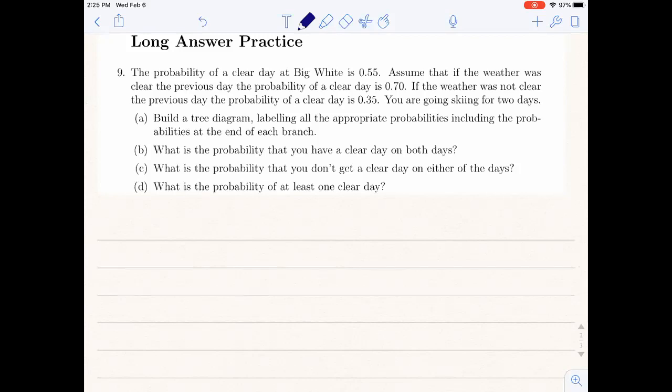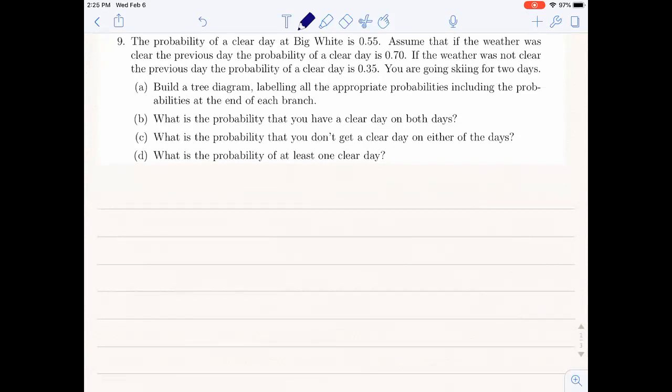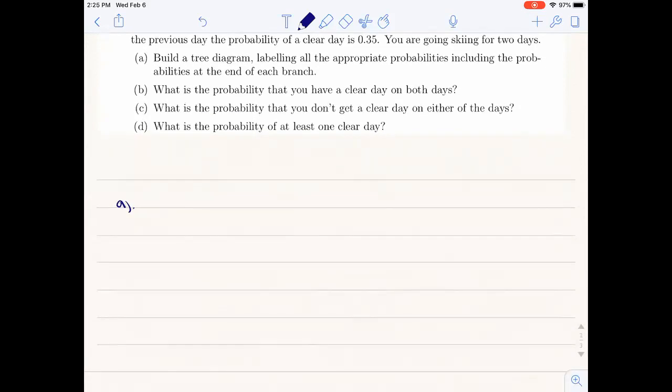You're going skiing for 2 days. Sounds familiar, right? You went on a sightseeing boat tour on 2 consecutive days, right? So we've got day 1, day 2. And so we can start doing A. Build a tree diagram labeling all the appropriate probabilities, including the probabilities at the end of each branch. Got it. First, what I'm going to do is I'm going to let C be a clear day.